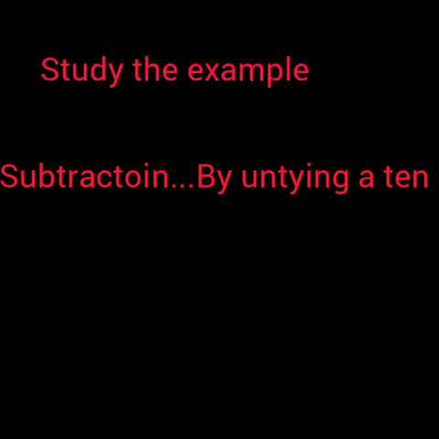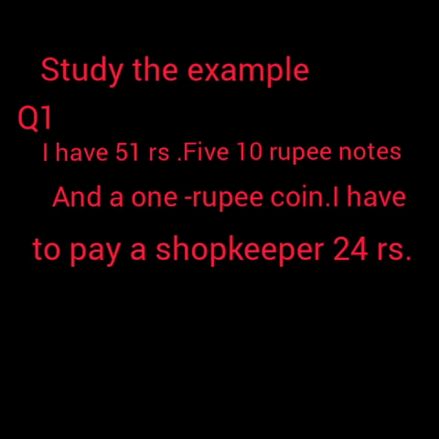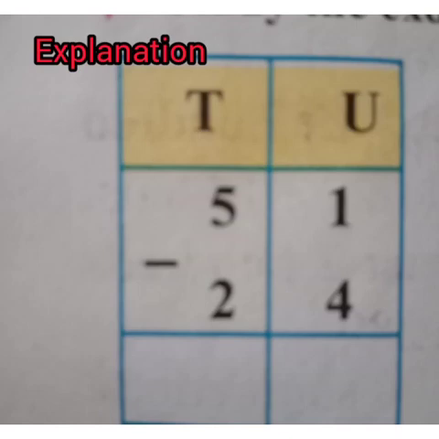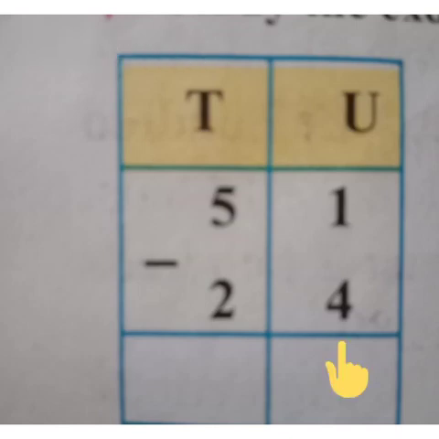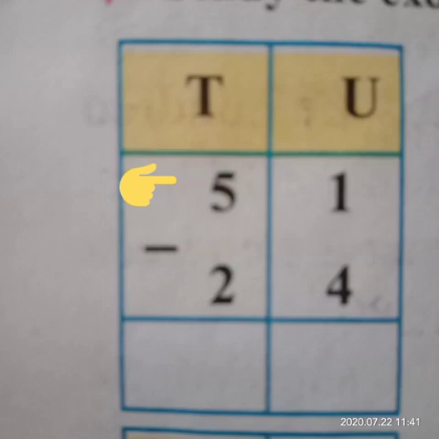Subtraction by untying a 10. Study the examples given below. I have 51 rupees, 5 ten rupee notes and a 1 rupee coin. I have to pay a shopkeeper 24 rupees. I cannot give 4 units from 1 unit. So I will exchange 1 ten rupee note for 10 single rupees. Now I have 4 ten rupee notes, and these 10 single rupees along with the 1 single rupee I already had make 11 single rupees. I shall give 4 single rupees from the 11 single rupees. So, taking away 4 from 11, I will have 7 single rupees.